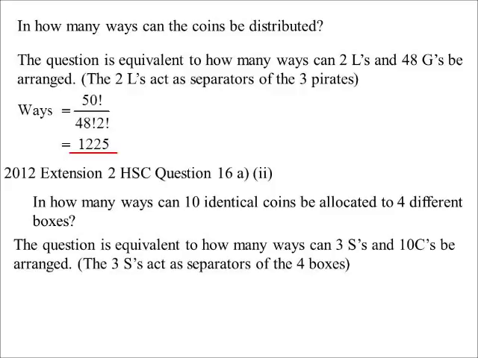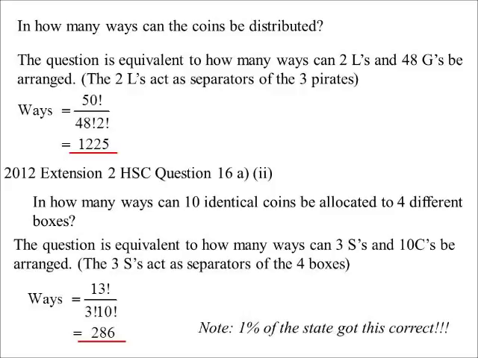So same sort of idea as the last one. So 13 factorial over 3 factorial times 10 factorial, 286 ways of doing it. By the way, when that question was asked back in 2012, only 1% of the state got it correct. 1% of the state. Which gives you an idea of how tricky some of these tend to be.